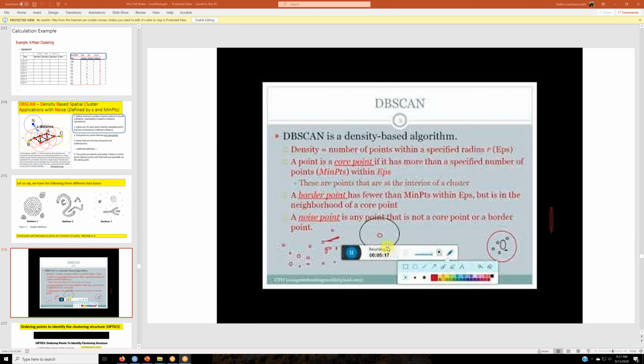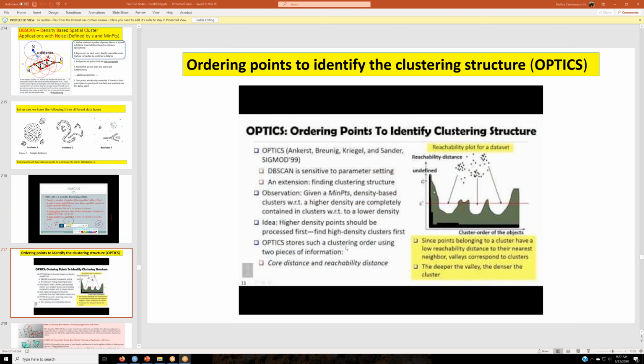Support vector machines. Okay, now the question is, how do we find out how many clusters are there? That's the problem. So we have a method called OPTICS, ordering points to identify the clustering structure. That's what OPTICS is, ordering points to identify clustering structure.